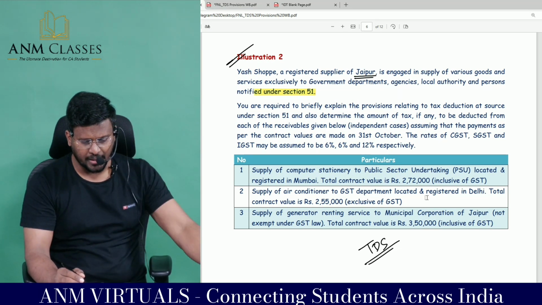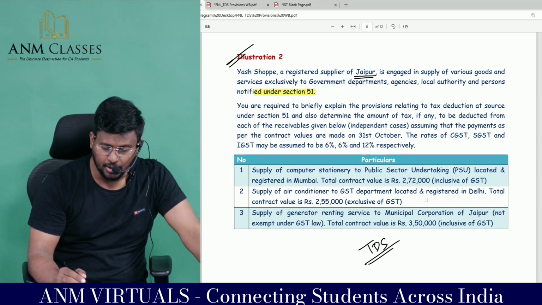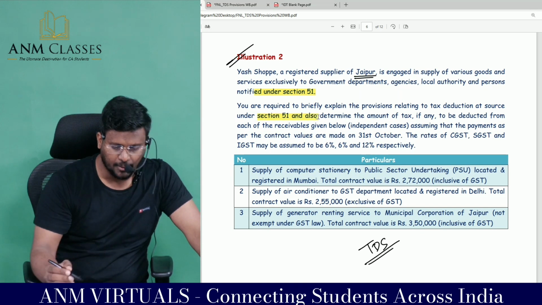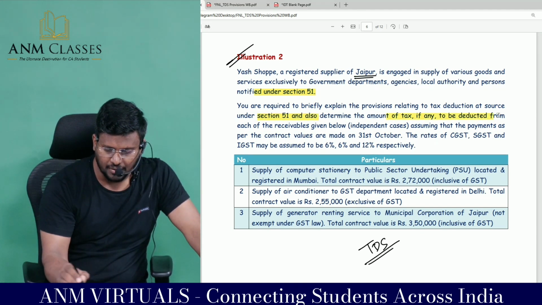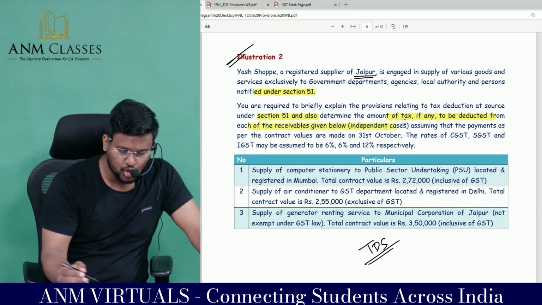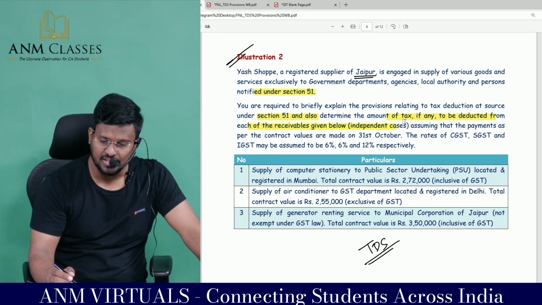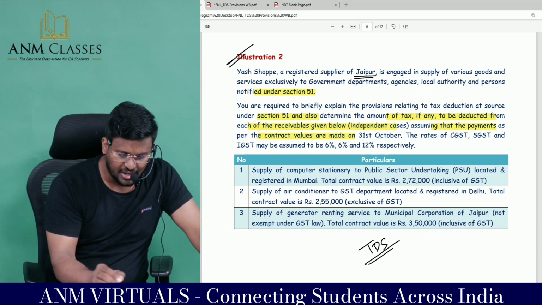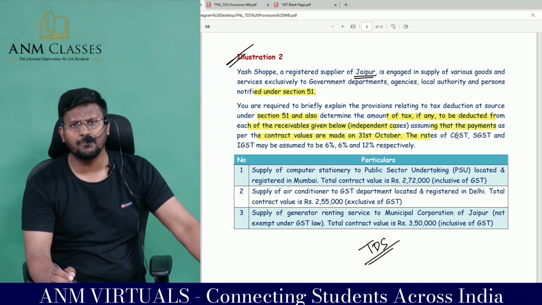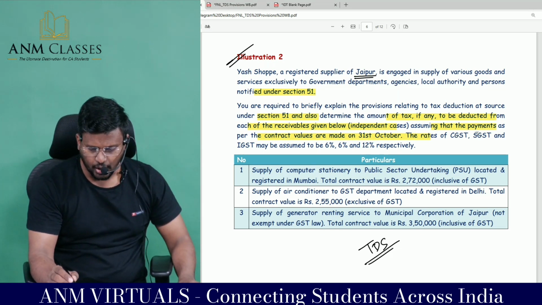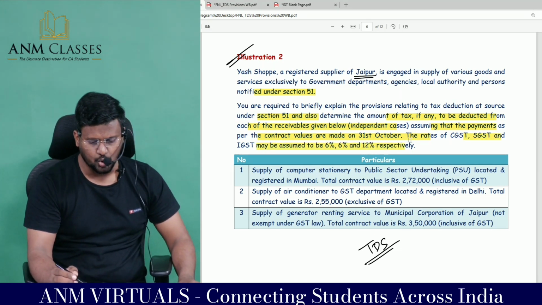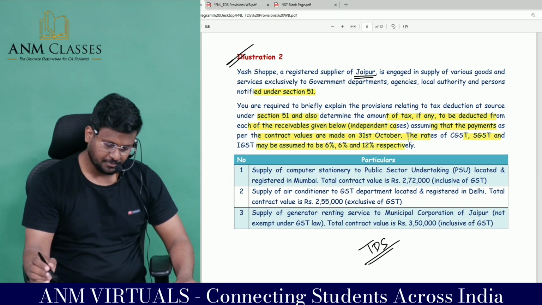You are required to briefly explain the provisions relating to tax deducted at source under section 51 and also determine the amount of tax, if any, to be deducted from each of the receivables given below, independent cases. Assuming that the payment as per the contract value was made on 31st of October. The rate of CGST, SGST and IGST may be assumed to be 6%, 6% and 12%.